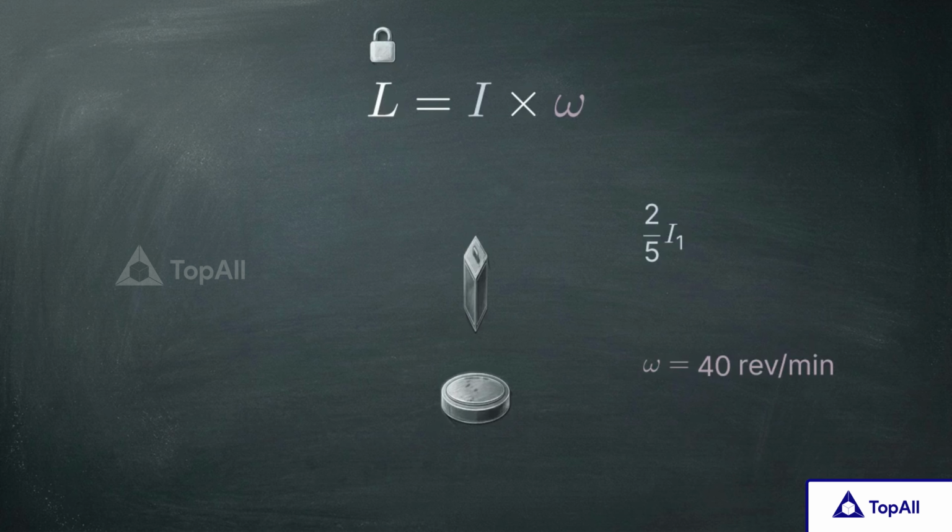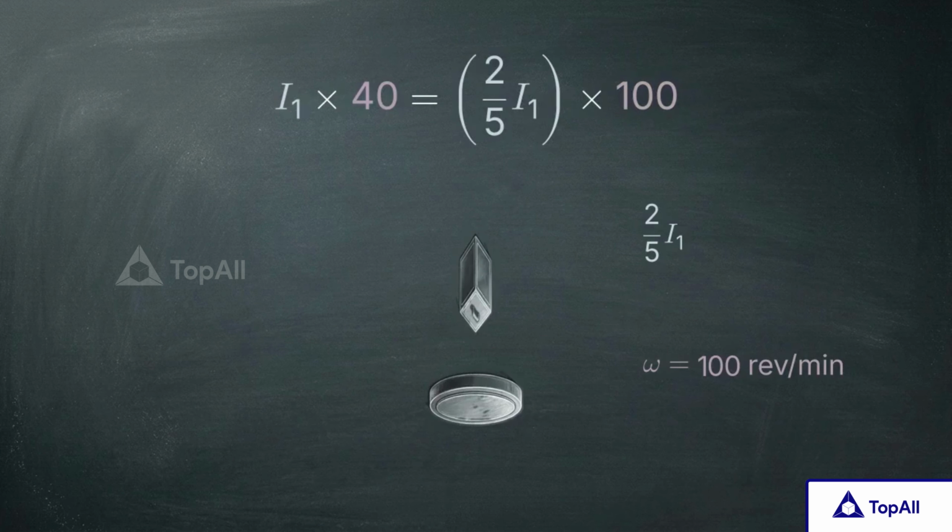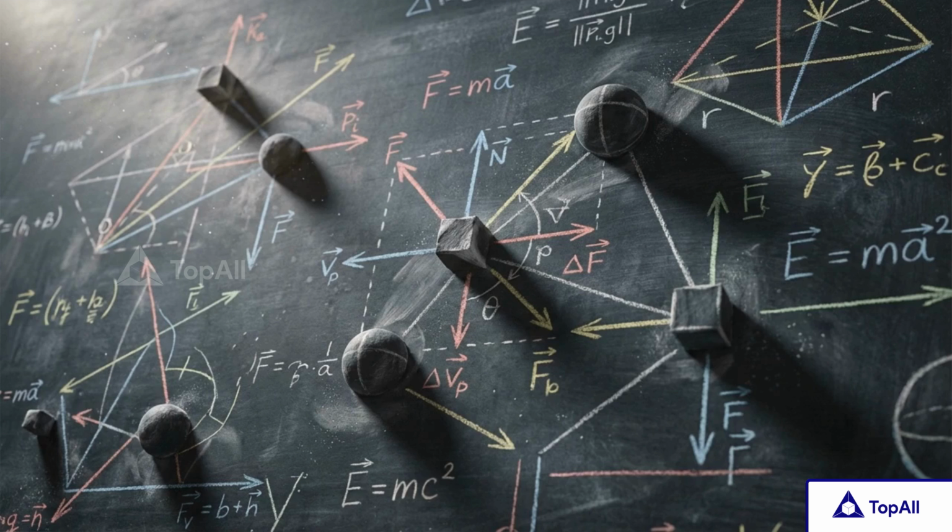Since angular momentum remains constant, speed scales up by the inverse ratio. That 40 revolutions instantly jumps to 100. That is a 250% increase in rotational speed. It is a forced mathematical outcome dictated entirely by the conservation law.